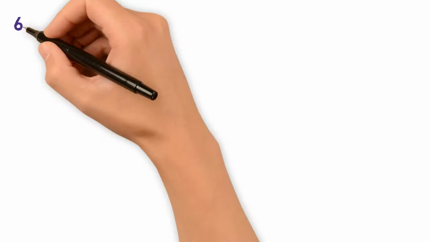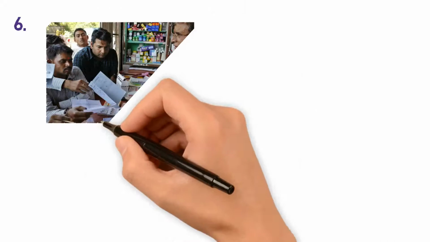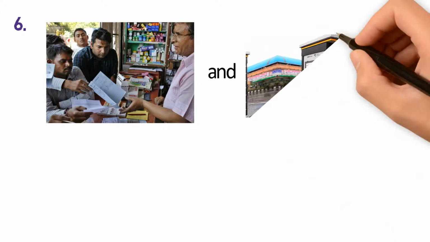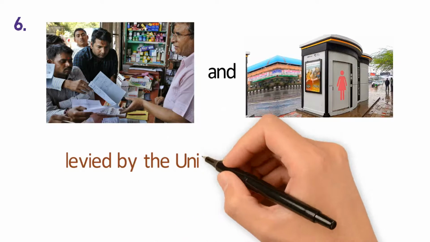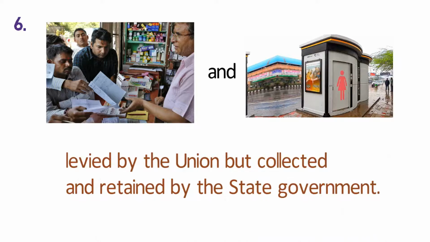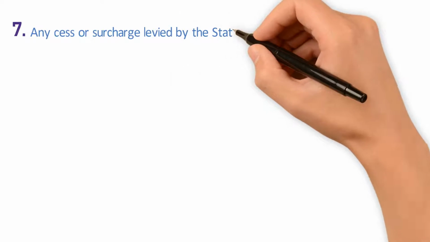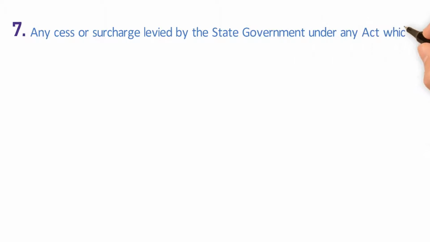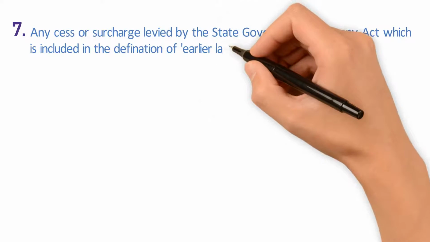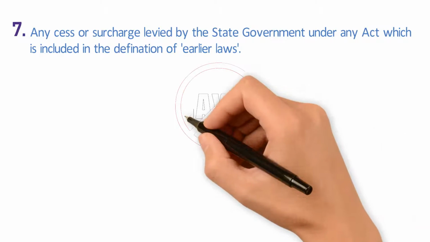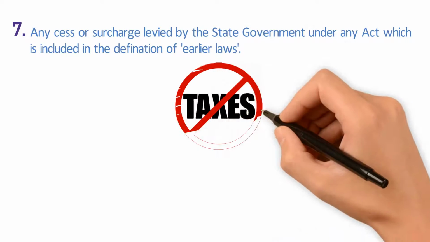Sixth, duties of excise on medicinal and toilet preparations levied by the Union but collected and retained by the concerned state government. Seventh, any cess or surcharge levied by the state government under any act which is included in the definition of earlier laws. The following taxes shall not be included in the base year revenue.